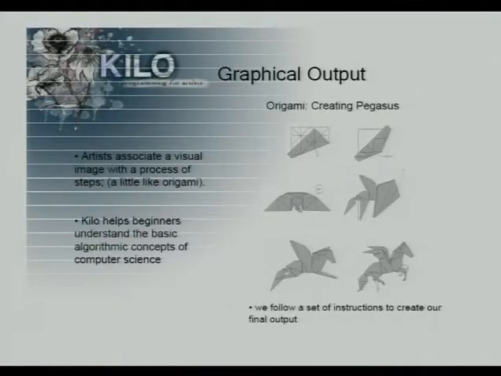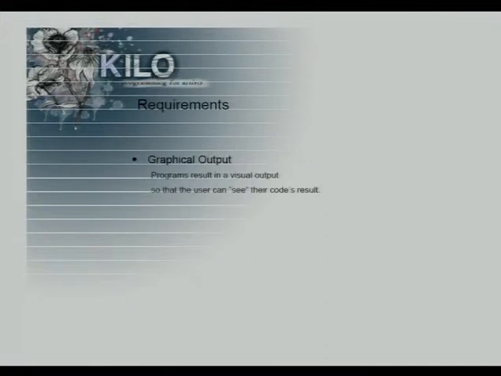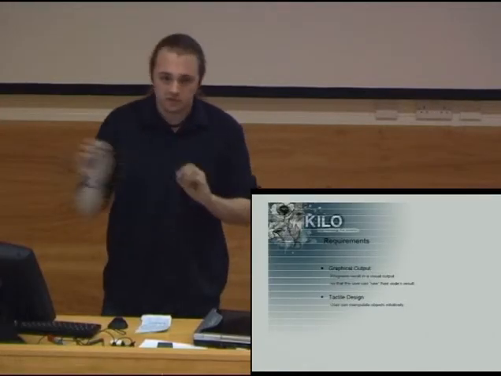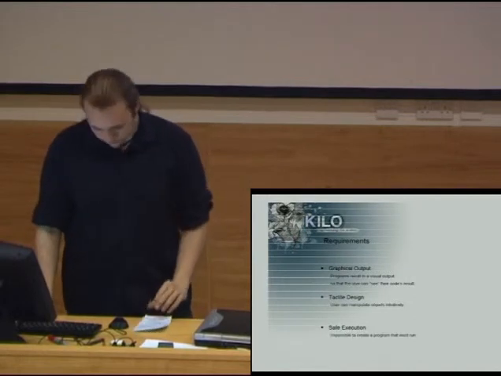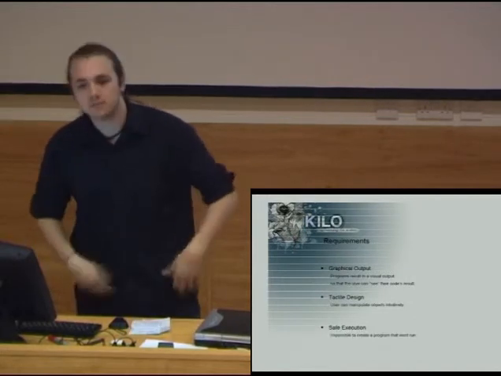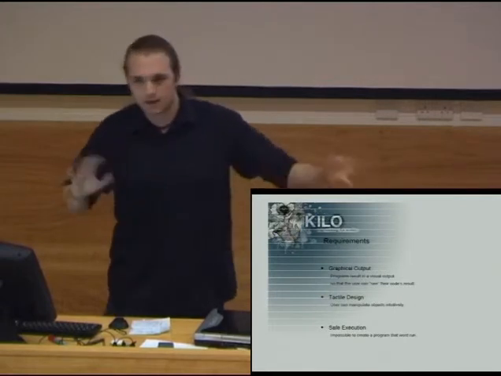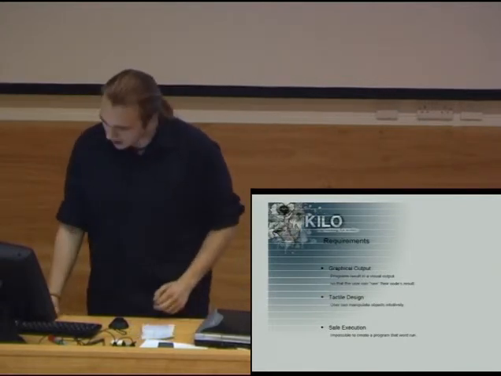So the first thing we knew we needed was a graphical output, purely because our intended market is very good at associating a picture with a set of steps, so it seems sensible to exploit that when trying to teach them algorithmic concepts. So we also knew we needed a tactile design so that you could change the functionality of your program by moving things around, because that would be another familiar action for them. And therefore it would allow them to sort of learn by discovery, by playing with things and seeing what happens.